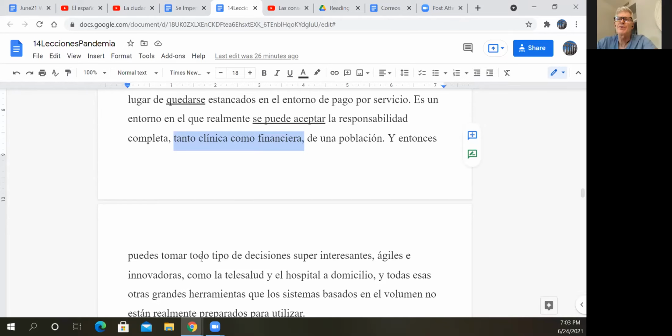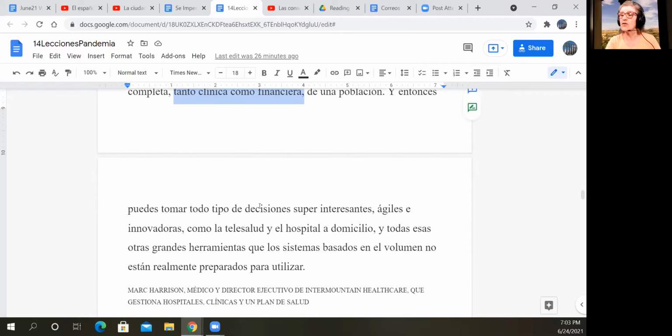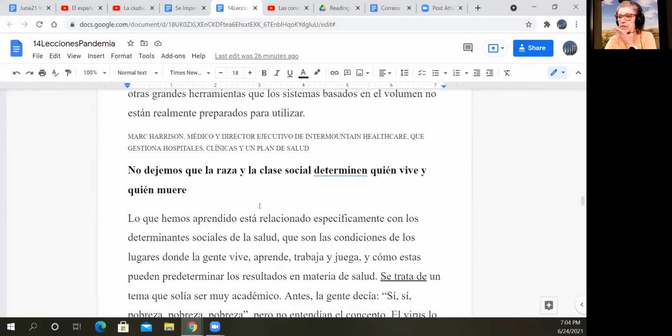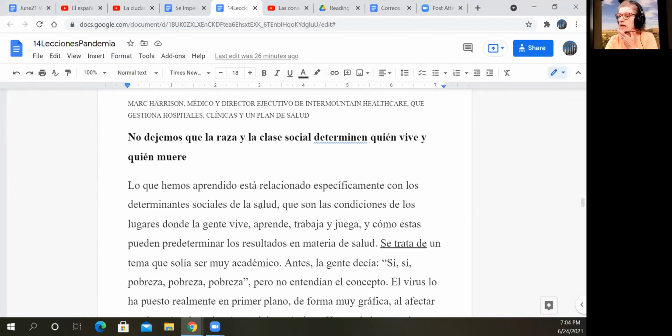I was trying to translate literally and that made it difficult. And yeah, all those words have to hang together to get that whole idea. So we might just say in English the word both. Yeah, absolutely. Absolutamente. Okay. No dejemos que la raza y las clases sociales determinen quién vive y quién muere. Yeah, we cannot allow race and social class to determine who lives and who dies.